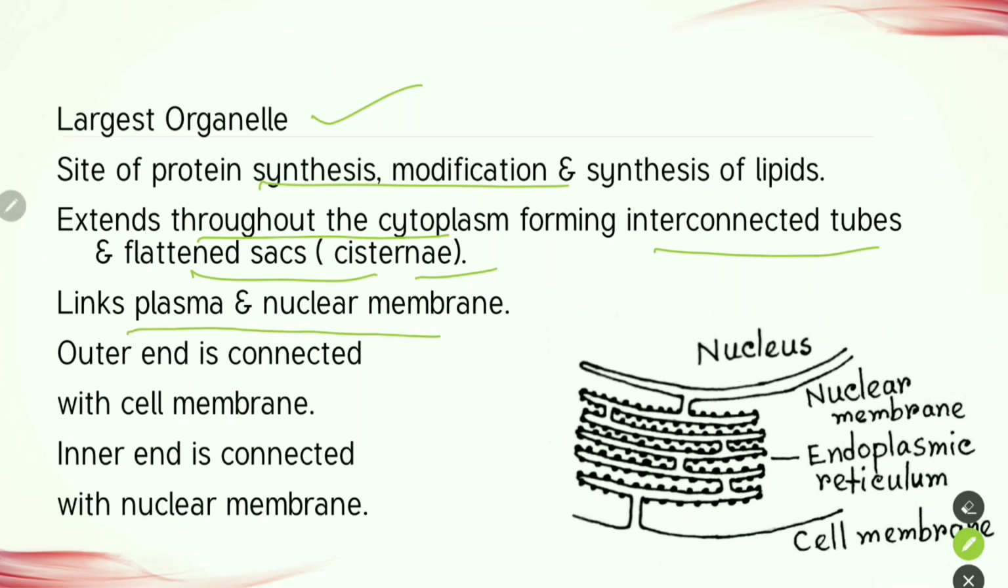It links many parts of the cell, including the plasma and nuclear membrane. At its outer end, the endoplasmic reticulum is connected with the cell membrane, and at its inner end, it is connected with the nuclear membrane. Here you can see the picture, and here you can see that it is connected to the nuclear membrane over here and the cell membrane over here. It forms the supporting framework of the cell and also serves as a pathway for the distribution of the materials from one part of the cell to the other.